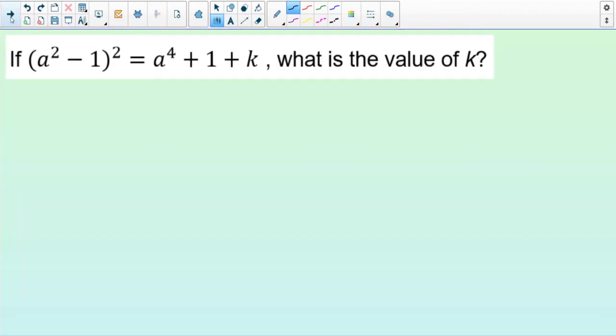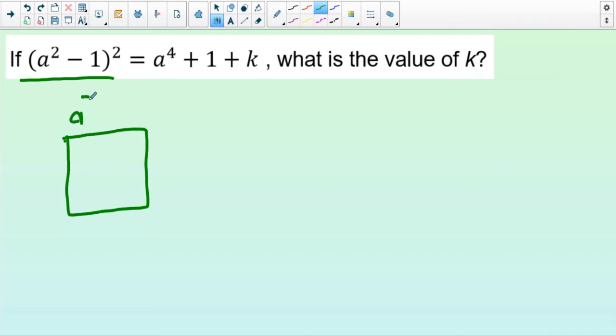So the first one I have for us here is saying, if (a squared minus 1) squared is equal to a to the fourth plus 1 plus k, what's the value of k? So what does this number have to be to make this true? The first thing that I want to do here is multiply this out. I want to expand this out and just see what that looks like, this first squared term. So I'm going to do that using the box method.